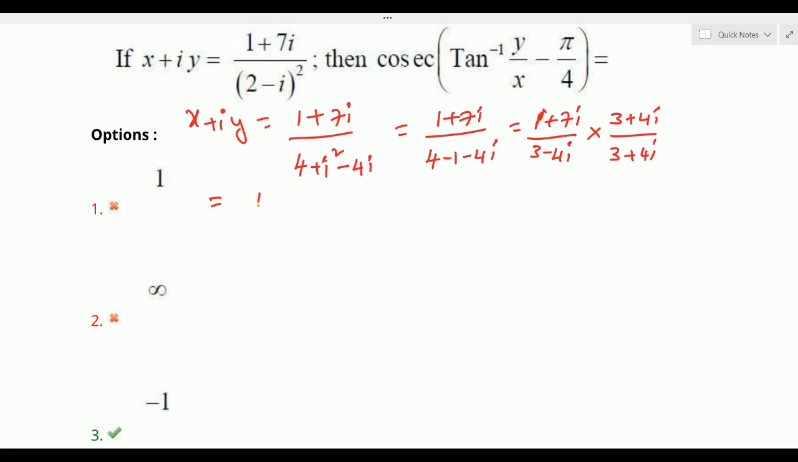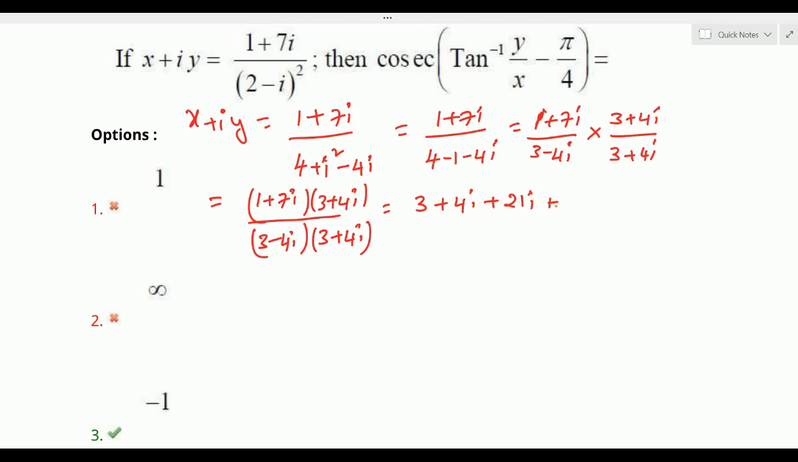That's why the numerator becomes now 1 plus 7i into 3 plus 4i. Denominator is in the form of 3 minus 4i into 3 plus 4i, right? Now expand the numerator and denominator. So numerator expansion: 1 into 3 is 3, plus 1 into 4i is 4i, plus 7 into 3, 7 3 is 21i, plus 7 4 is 28 i square.